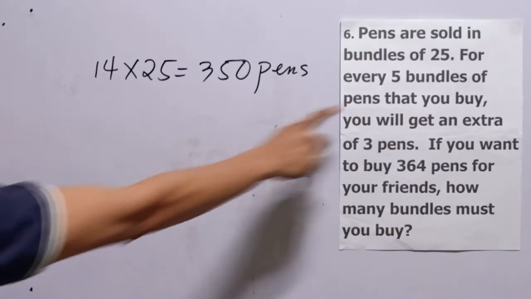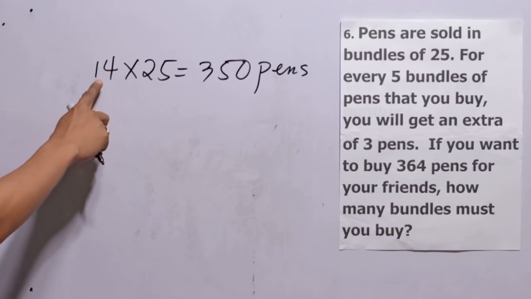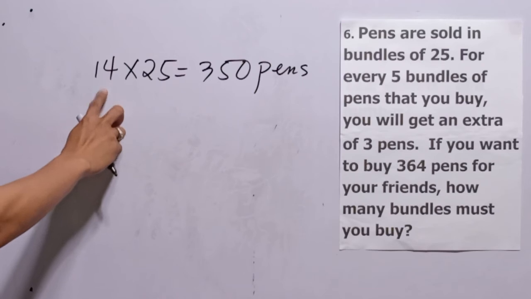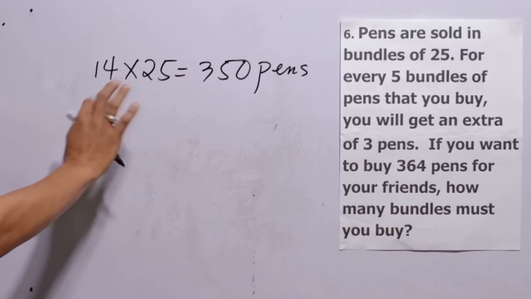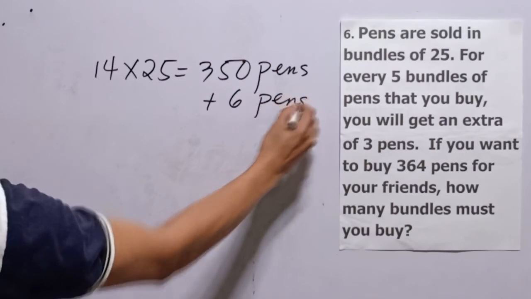Again, for every 5 bundles, you will have 3 extras. Here you have 2 groups of 5, so that's 3, that's 6. So plus 6 extra pens. These are the extra pens.